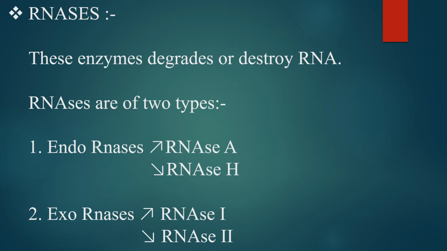RNase A is the enzyme which digests or destroys single-strand RNA and is specific towards two types of bases, cytosine and uracil residues. RNase H is the enzyme which digests RNA hybrids, where DNA-RNA hybrids will be unwound using RNase H. ExoRNases are of two types: RNase 1 and RNase 2. RNase 1 cuts or degrades RNA from the 5' end. RNase 2 cuts or degrades RNA from the 3' end.